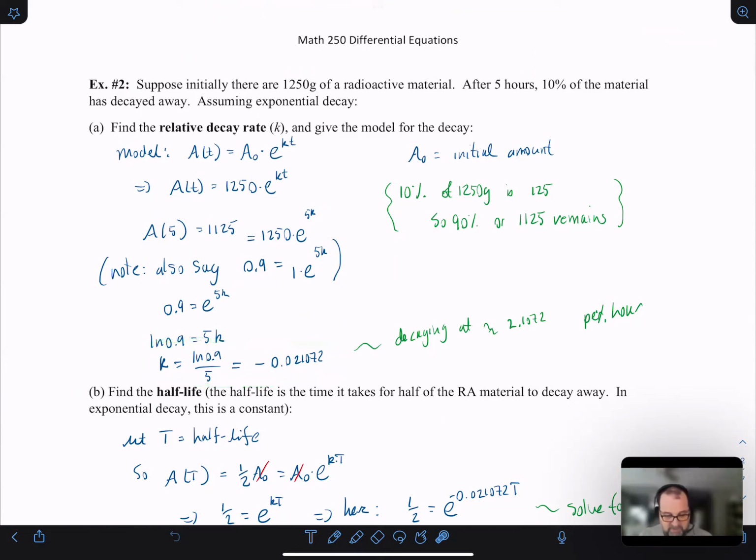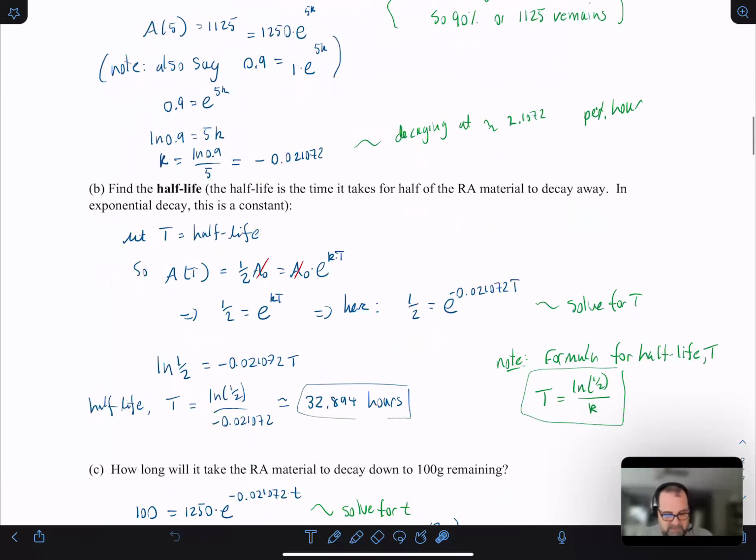Thing you'll notice, of course, is that the k number is now negative because we have an exponential decay. We are decaying away, but this is still a relative decay rate. So this K number tells us that the radioactive material is decaying away at about 2.1072% per hour. I apologize, the writing on these kind of gets jacked around a little bit when you save it to PDF. Hopefully that is still legible.